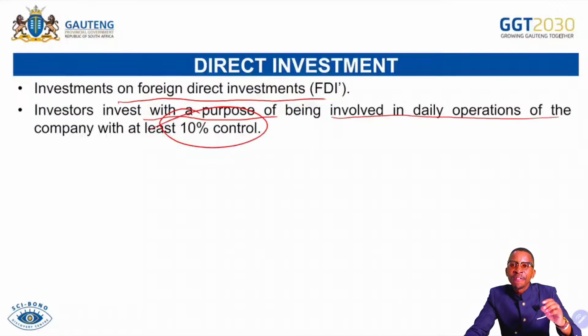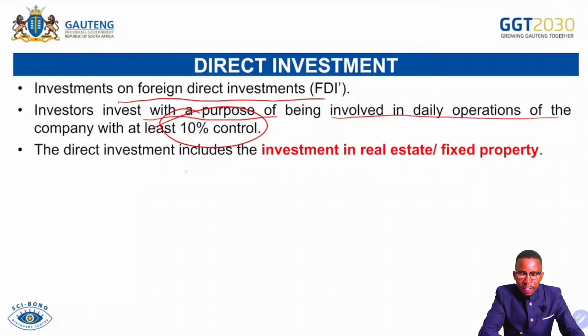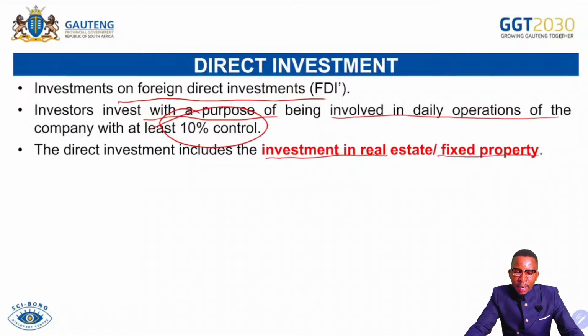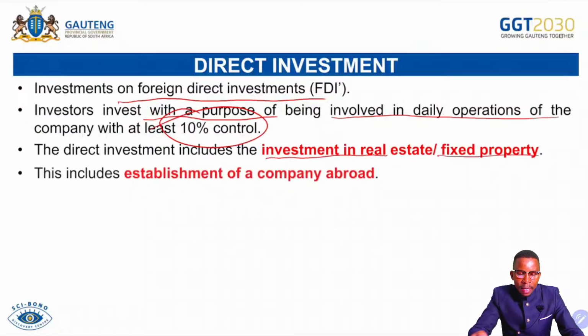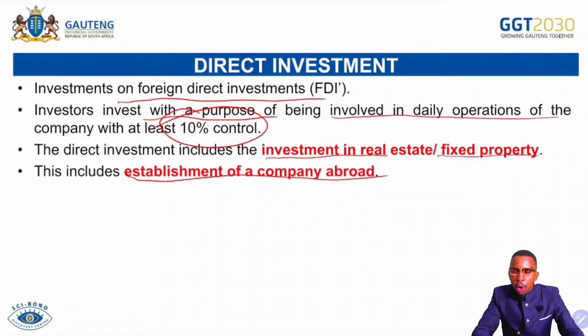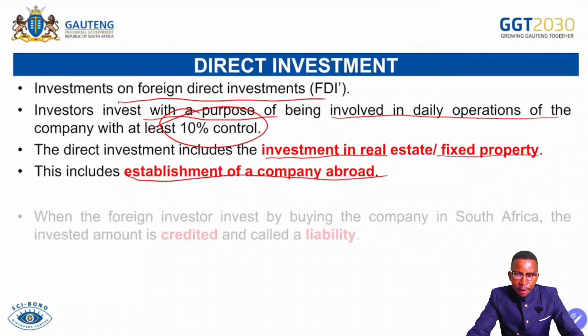It's unlike when you invest under portfolio. So direct investment includes investment in real estate and fixed property abroad. It also includes the establishment of a company abroad or buying a company in a foreign country.